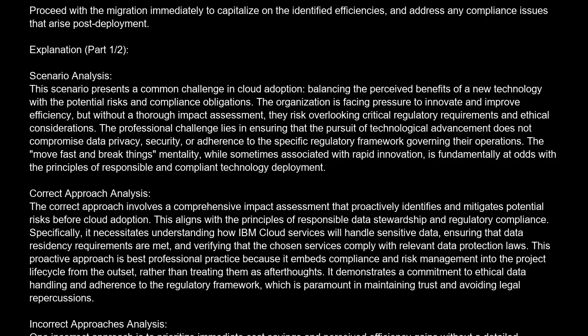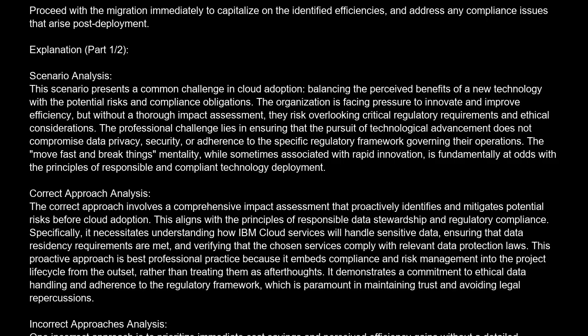The organization is facing pressure to innovate and improve efficiency, but without a thorough impact assessment, they risk overlooking critical regulatory requirements and ethical considerations. The professional challenge lies in ensuring that the pursuit of technological advancement does not compromise data privacy, security, or adherence to the specific regulatory framework governing their operations. The move fast and break things mentality, while sometimes associated with rapid innovation, is fundamentally at odds with the principles of responsible and compliant technology deployment.